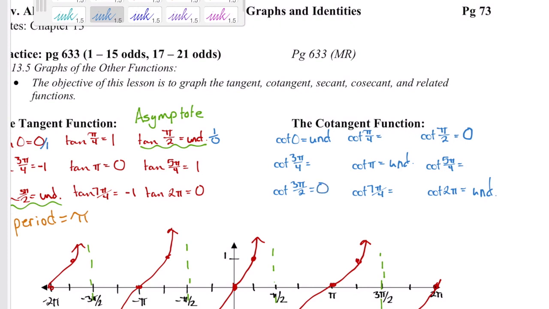And then the rest, if I have 1, it's like 1 over 1. So the rest of these will stay the same. And because tangent and cotangent are going to be negative and positive in the same places, it's basically going to be exactly the same.